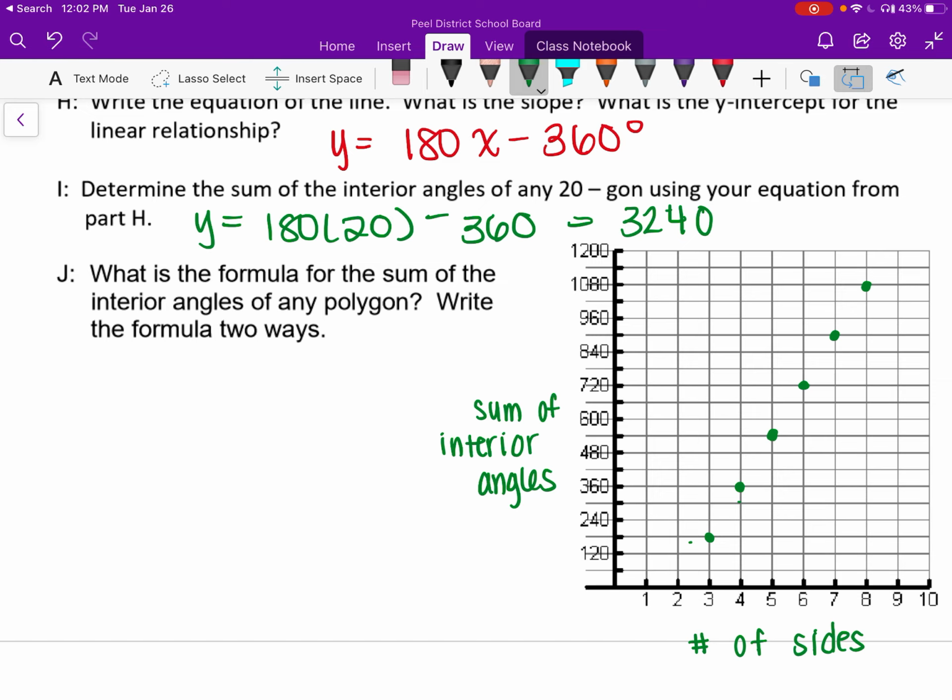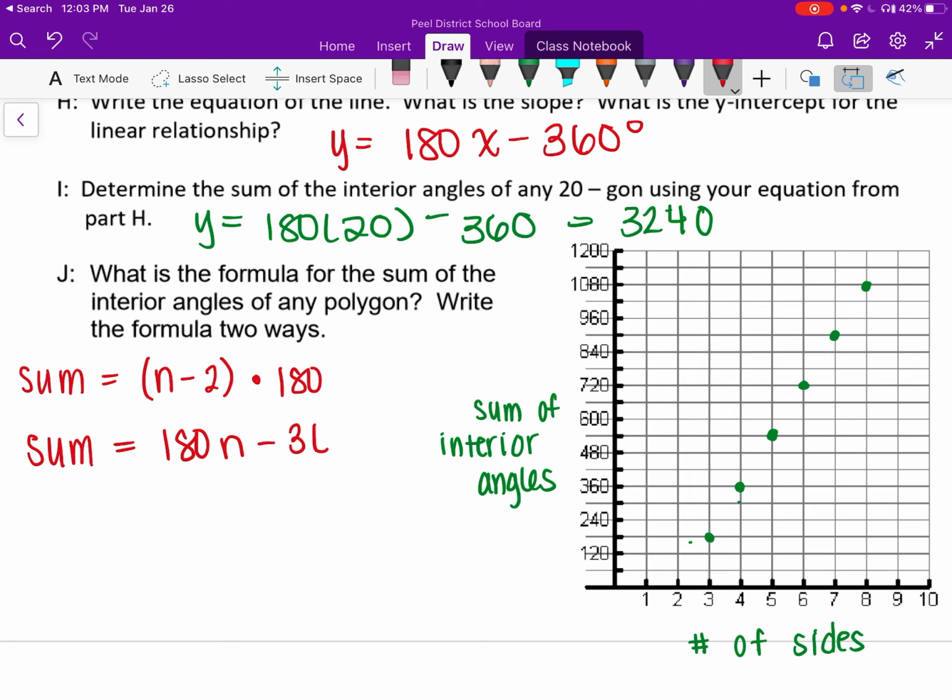So what is the formula for the sum of interior angles of any polygon? We can write this one of two ways. We can write sum equals, and this is what we've already done, (n minus 2), so the number of sides minus 2, times 180, which is what we've been doing. Or we can write it as sum equals 180n minus 360.